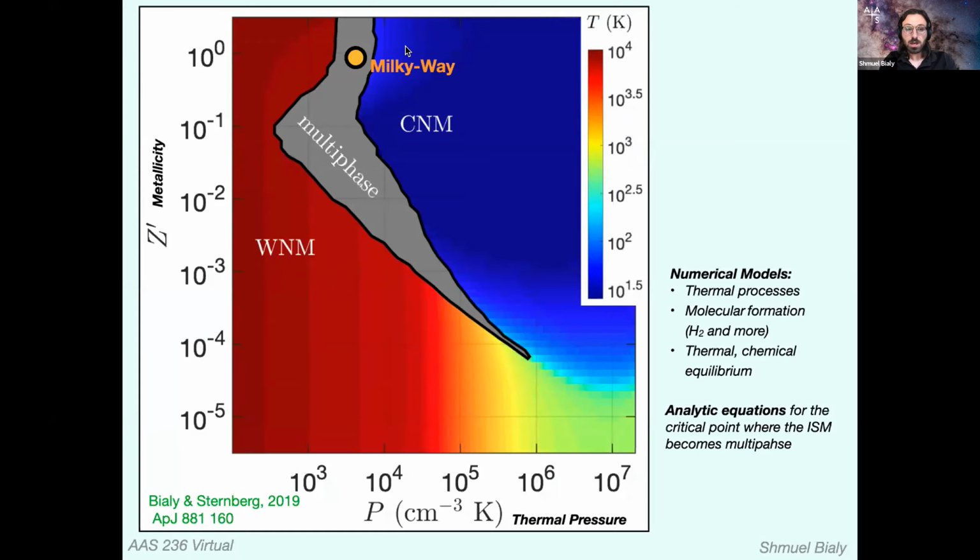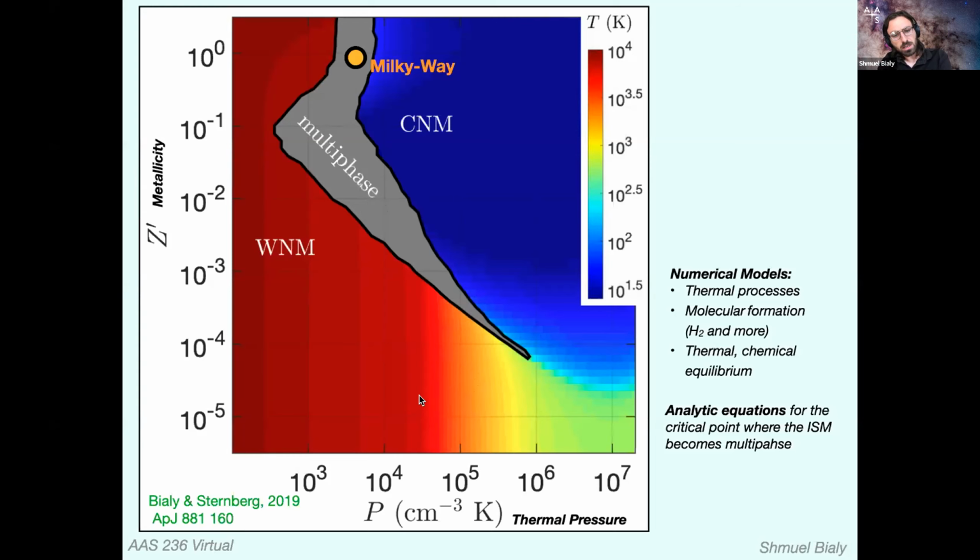But if you decrease now the metallicity, there's a non-monotonic, interesting trend that we see. First, you see it goes down and to the left. That's when photoelectric heating is important. Then cosmic ray heating becomes dominant, and then the multi-phase goes to the right. It means you need a higher thermal pressure to maintain a multi-phase ISM. It's harder to get a multi-phase ISM as you decrease the metallicity.